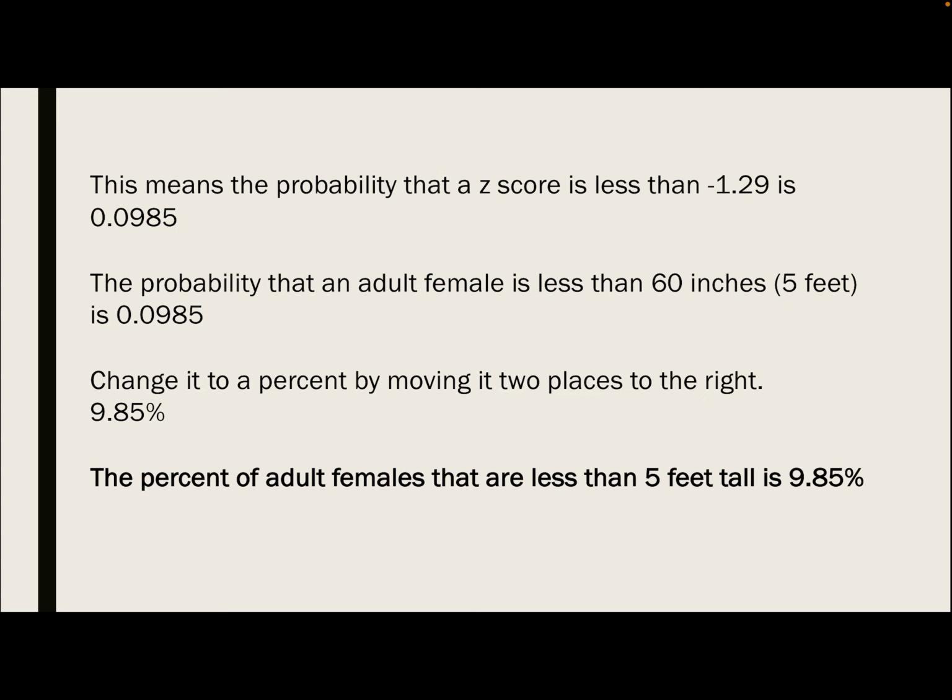This means the probability that a Z-score is less than negative 1.29 is 0.0985. The probability that an adult female is less than 60 inches is 0.0985. Change it to a percent, move 2 places right, 9.85%. The percent of adult females less than 5 feet tall is 9.85%.